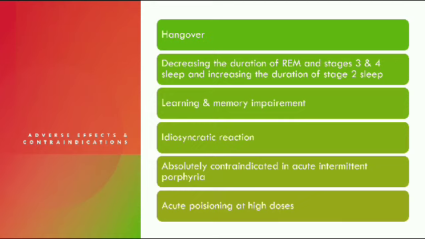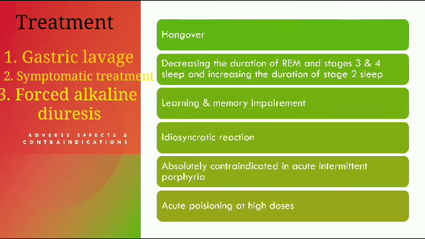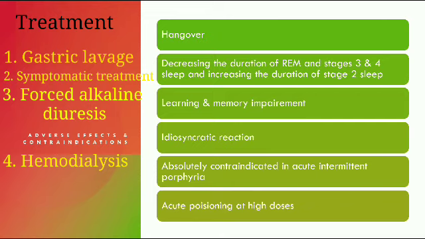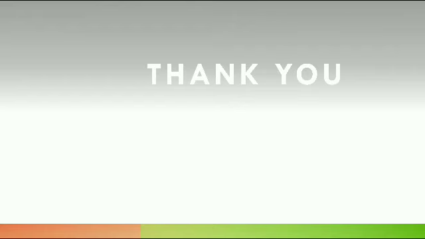Now how do you treat such cases? It is treated by gastric lavage, symptomatic treatment. In the beginning of this video we discussed that barbiturate is a derivative of barbituric acid. So of course it is acidic in nature. So to tackle its poisoning, what can we do? We can do forced alkaline diuresis. So it is treated by gastric lavage, symptomatic treatment, and forced alkaline diuresis. Hemodialysis can also be done along with all of these treatments. With this we end today's topic, that is barbiturates discussion.